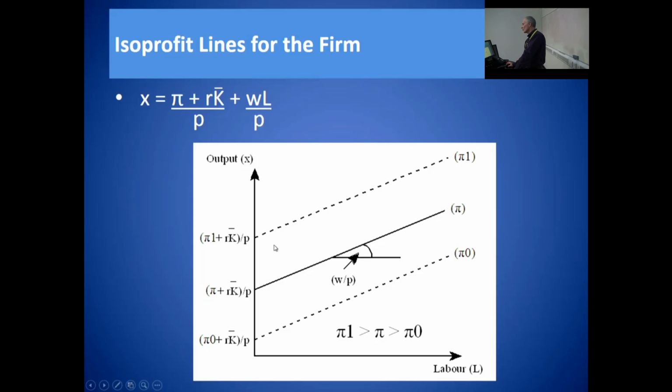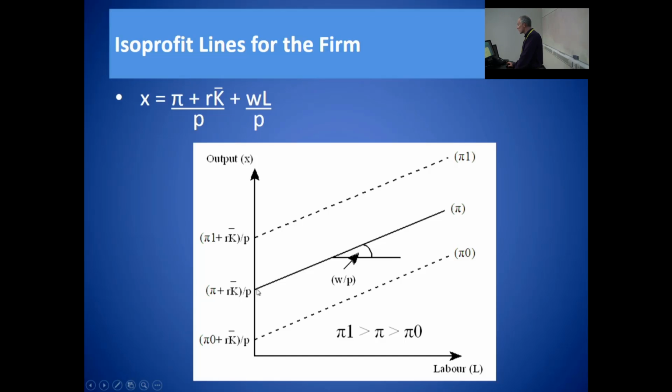Specifically though, what about that term there? And what about the slope? Well, we said that iso-profit line, the equation gave us the vertical intercept and it gave us the slope. So the vertical intercept is that first term there: pi plus r times k, which is our fixed cost, divided by p. So pi plus rk divided by p. That is the vertical intercept.